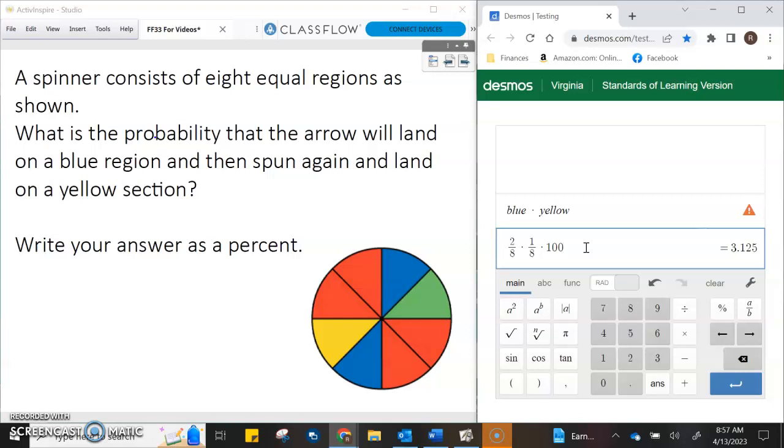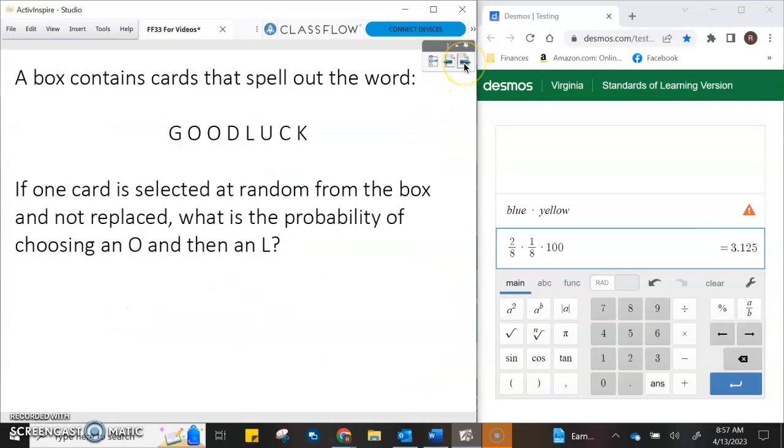Yes, 3.125% is our answer. So let me write it here. 3.125, and I'm going to put a percent symbol if I can manage to get it. I should have used my stylus, but I did not use it. Okay. All right, let's go to the next one.